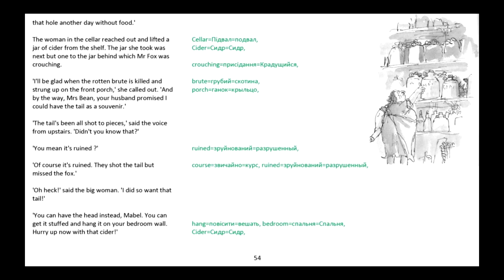The woman in the cellar reached out and lifted a jar of cider from the shelf. The jar she took was next but one to the jar behind which Mr. Fox was crouching. "I'll be glad when the rotten brute is killed and strung up on the porch," she called out. "And by the way, Mrs. Bean, your husband promised I could have the tail as a souvenir."